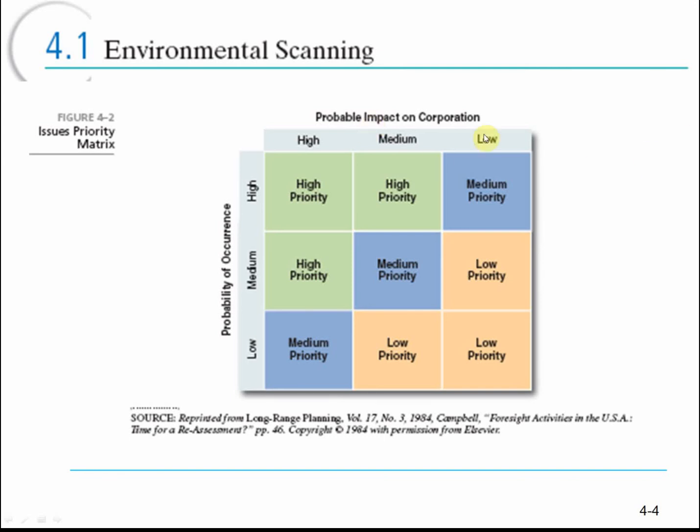You have on the horizontal axis the probable impact that this particular activity may have on the company. And that could be either high, medium, or low. On the vertical axis, you have the likelihood that this activity will occur. And then once again, you have a low, medium, and high. And as you can tell, this creates a 3x3 grid, 9 different cells. And the cells are labeled high priority, medium priority, or low priority, depending on where a particular activity would fall within the grid.